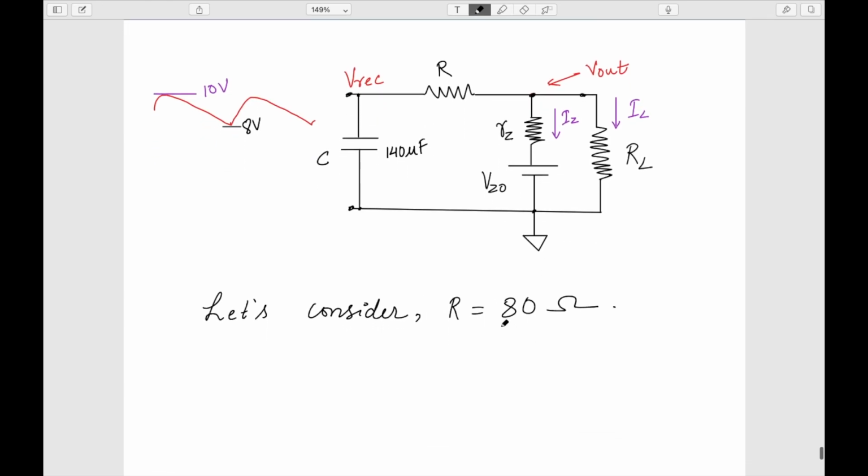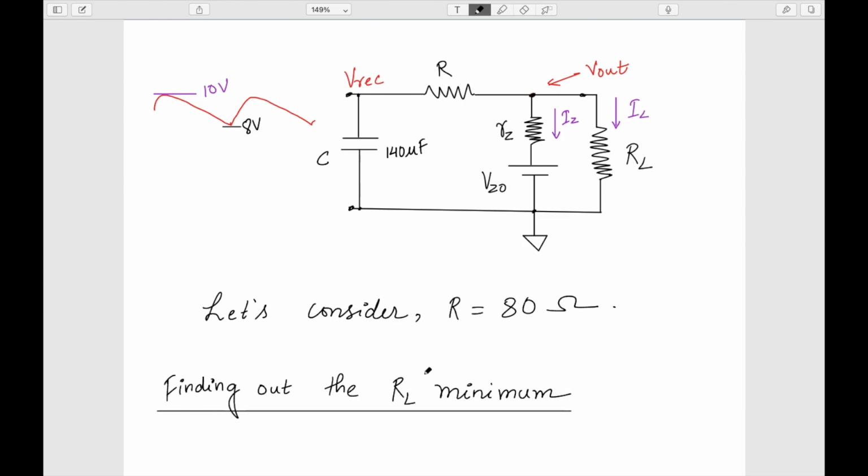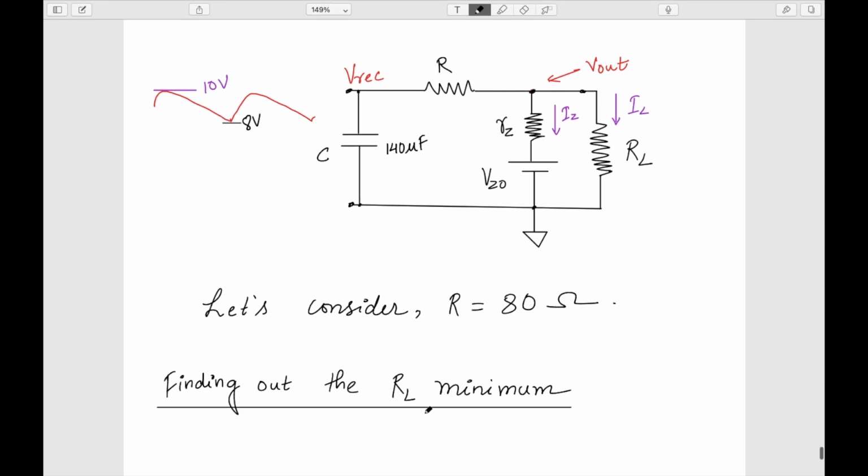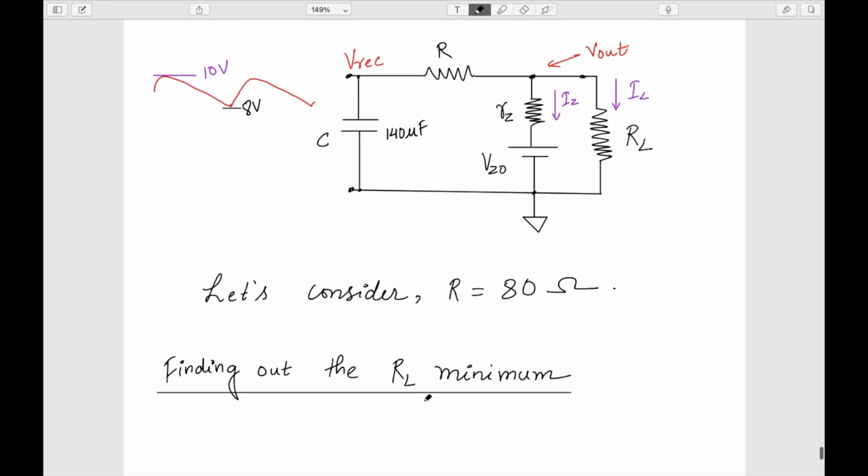Now we are supposed to find out the RL minimum. The maximum value of RL, we know, is infinite because that's the no load condition. But this is the minimum load that I can apply. It is also sometimes called the maximum load, because the current flowing through this will be maximum when this RL is minimum. Sometimes this is called the highest load. So now in this condition we are supposed to find out the RL.